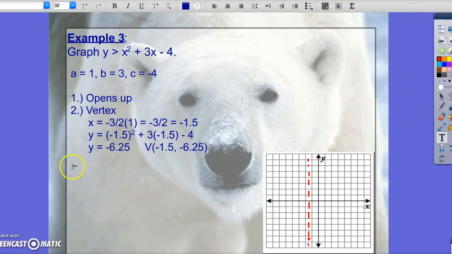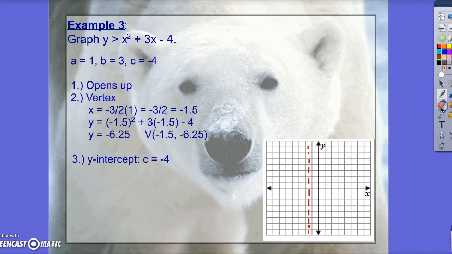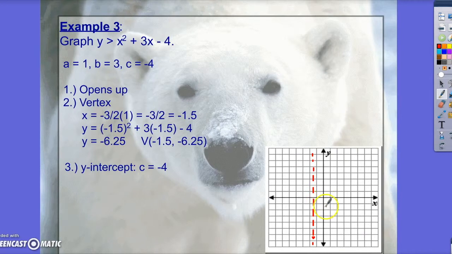Now the next part, let's look at 3. 3, we need to talk about our y-intercept. It's -4. So I go up or down the y-axis. Negative means down. 1, 2, 3, 4. What's nice about this one, finally we had an example where it's not on the vertex. So here's my vertex, here's my y-intercept.